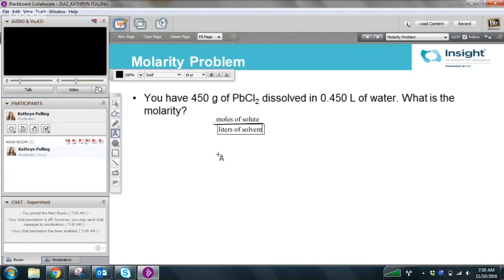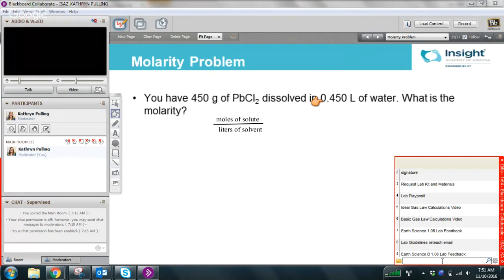So can I use both of these numbers as is? You should be saying no, or yes and no. We have to do something with this number, because it isn't in moles, it's in grams, but our volume is at least in liters, so we're ready as far as volume goes. If you ever get milliliters, you may have to convert that. So the task we need now is to figure out the molar mass of lead chloride.